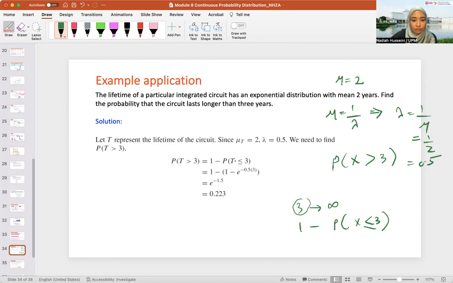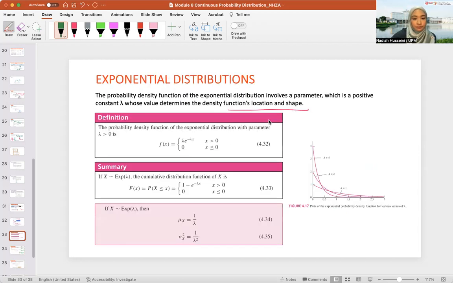Okay, so we have it over here. The probability follows the exponential distribution, and we know the equation. We are going to follow the CDF because we are trying to find less than or equal to 3. So this is from 0 to 3, right? So it follows a CDF. This is 1 minus e to the power of minus lambda x.